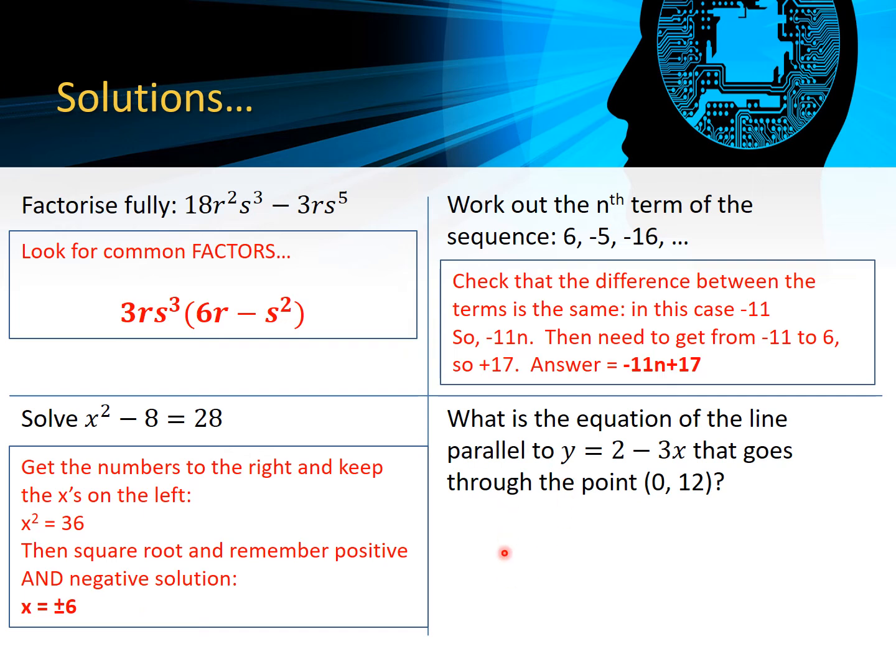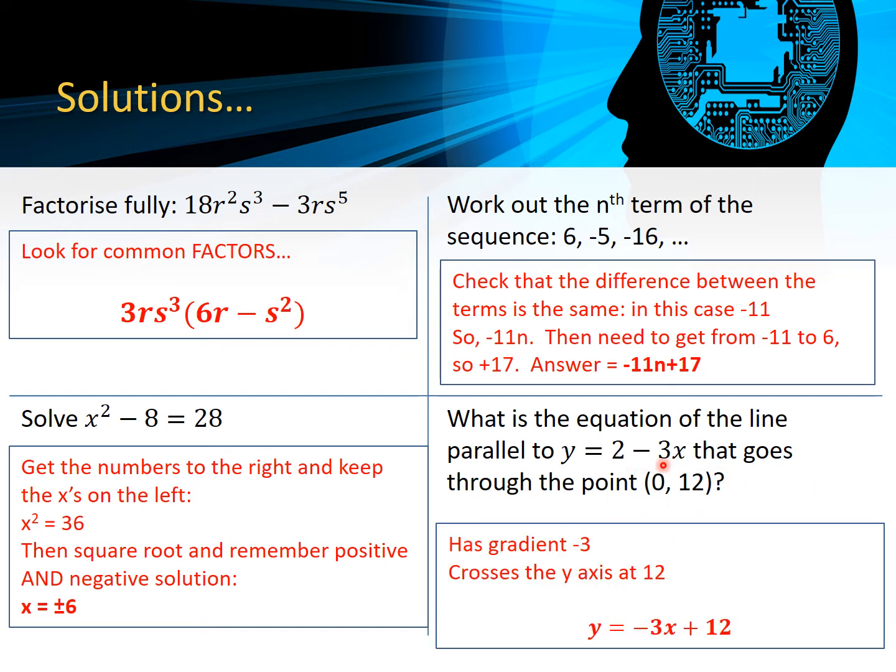And the one that I've added in that's different, just to kind of recap, we did this a little while ago. What's the equation of the line that's parallel to this that goes through the point 0, 12? So if it's parallel, it's going to have the same gradient. In this case, the gradient is the number in front of the x. In fact, it's always the number that's in front of the x. In this case, it's minus 3. It crosses the y-axis at 12. So it's going to be y equals minus 3x plus 12.